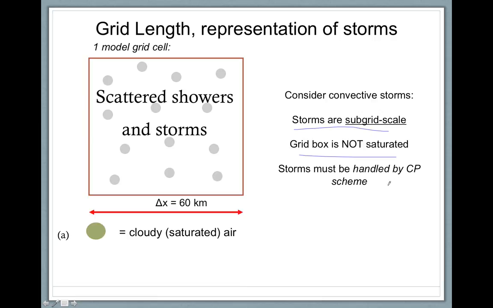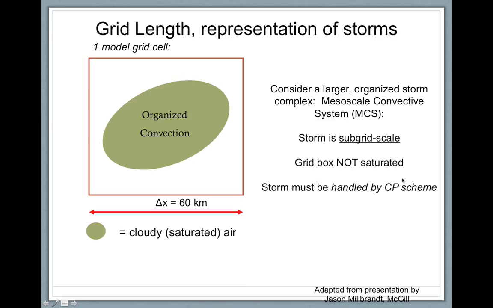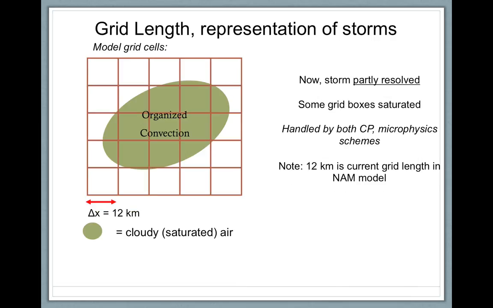So how does our convective parameterization scheme work with, say, our microphysical scheme to be able to produce that convection, because obviously it's still going to impact our forecast. Even organized convection is still sub-grid scale when we're talking about our 60 kilometer grid spacing. And so we have to parameterize that convection.